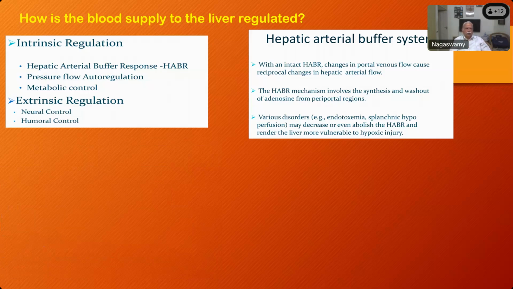So what about the pressure flow auto-regulation? What is your knowledge on this pressure flow auto-regulation? Sir, it is a tissue-specific regulator which involves the myogenic response of the vascular smooth muscle, sir. Both the myogenic response of artery as well as vein? Yes, sir, both artery and vein, sir.